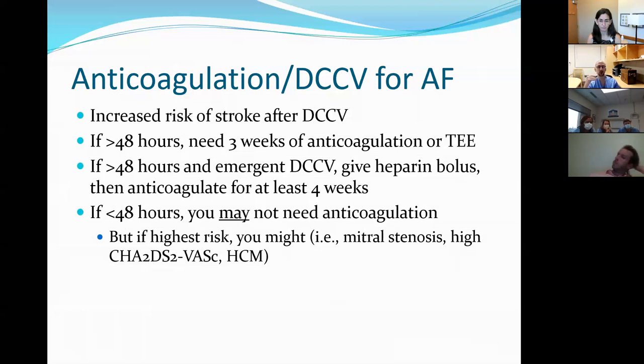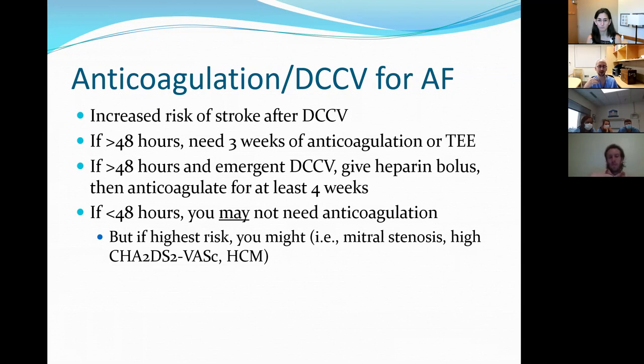If you have someone who has been in AFib for over 48 hours, but you need to emergently cardiovert them, they're hypotensive for some reason, do what you've got to do to save their life, cardiovert them, give them a heparin bolus immediately or as soon as you can, and then anticoagulate for 4 weeks.